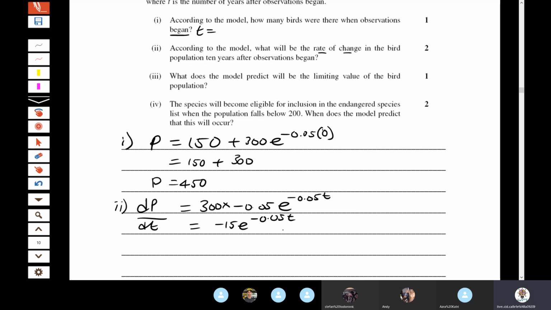Literally a line away. Sub t equals 10. Yeah, simple. Sub in t equals 10. Stefan, see how simple that was? So the key word there was the rate of change. To know rate of change is differentiate. If you're ever seeing a rate, it means differentiate: dP on dt. And then differentiate it. And then obviously saying after 10 years, sub in 10.